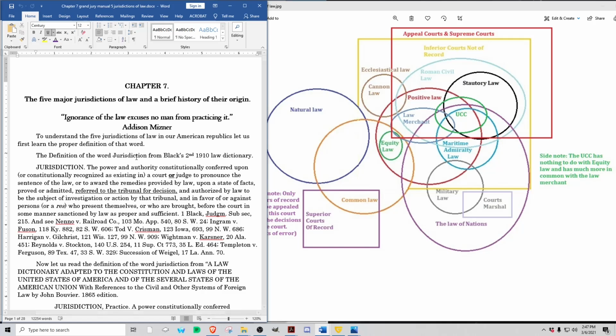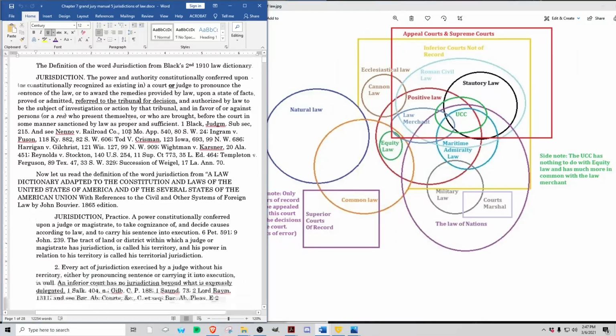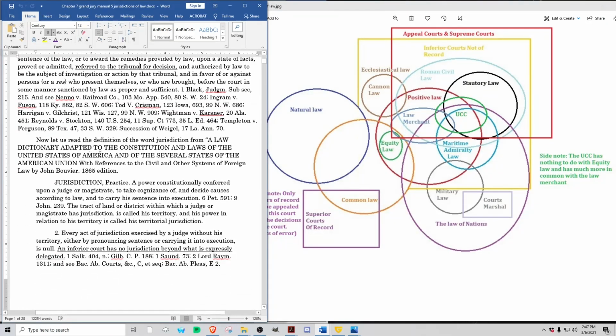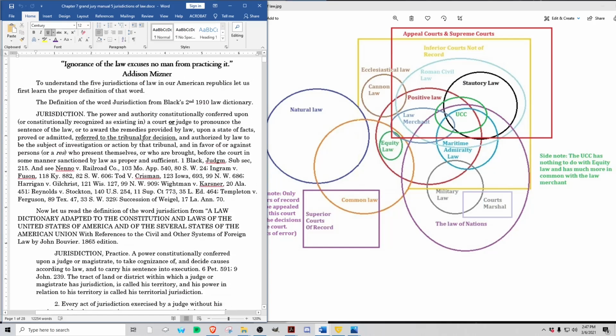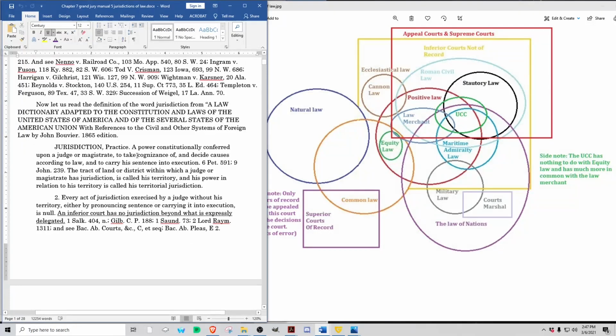So to understand the 5 jurisdictions of law in our American republics, let us learn the proper definition of that word. So we read what jurisdiction was. Now, let us read the definition of the word jurisdiction from Bouvier. So this was Black's, right? I think it was Black's second. And so now this is Bouvier's definition.